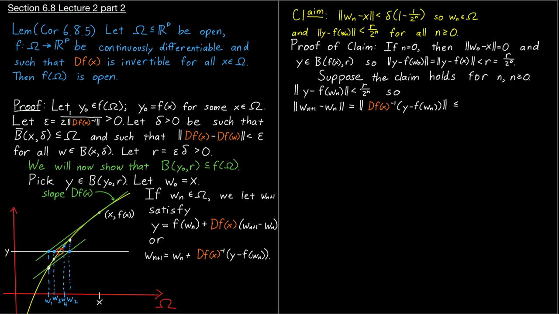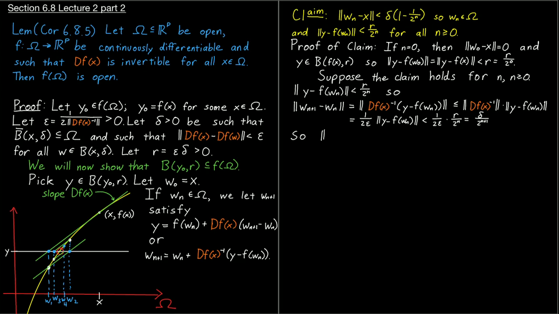And by our definition of operator norms, this is at most the operator norm of df of x inverse, times the norm of the input, y minus f of wn. We remember that the operator norm is defined to be 1 over 2 epsilon, which by our induction hypothesis is 1 over 2 epsilon times r over 2 to the n. And then r is epsilon times delta, so this is delta over 2 to the n plus 1.